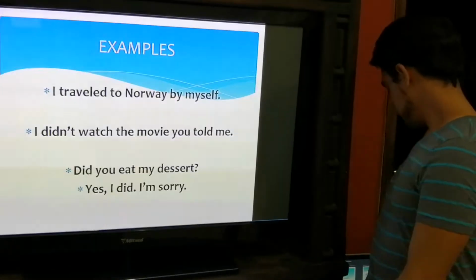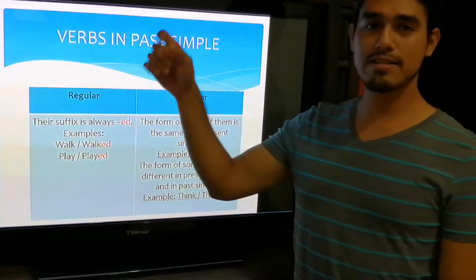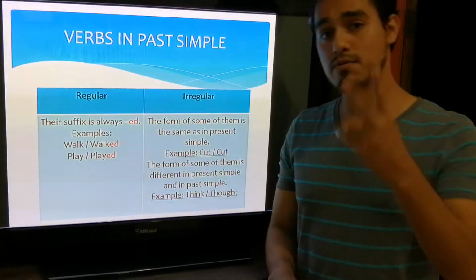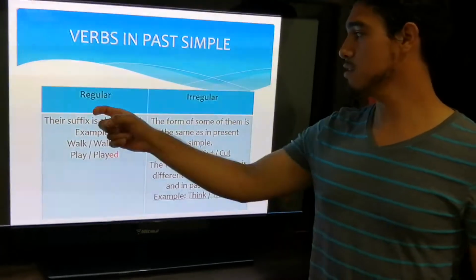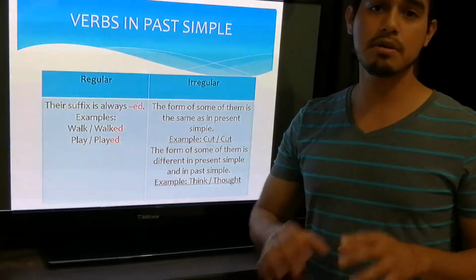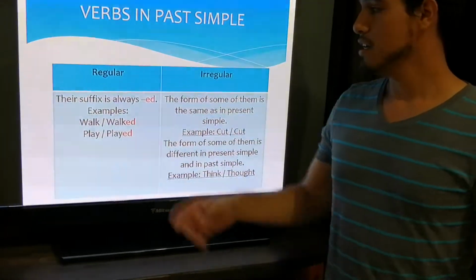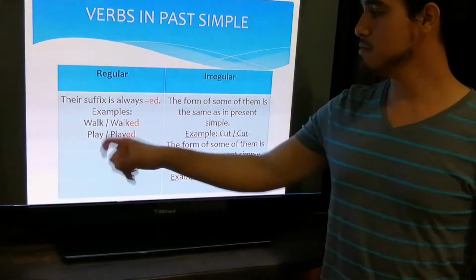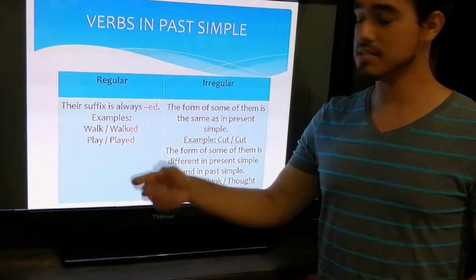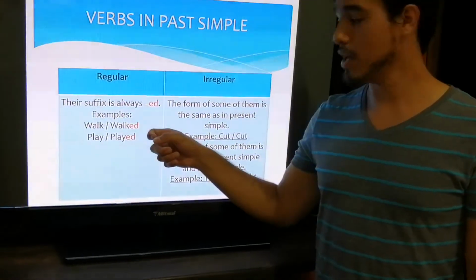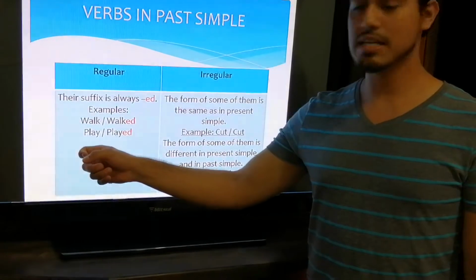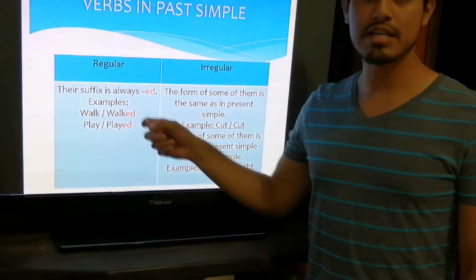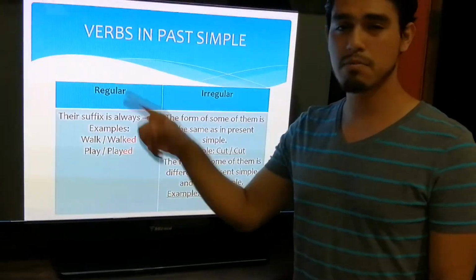Good. These are the examples. Now, as I told you, we're going to look at this little lesson of verbs in past simple. In English, we have two types of verbs, regular and irregular. The regular verbs are going to be pretty simple to use and to learn because their suffix is always ed. Okay? So here we have some examples. Walk, that is an infinitive or in present simple, becomes walked. Okay? And here we have another example. Play becomes played. The suffix is going to be ed for all the verbs. Okay? Regular verbs, easy to learn.